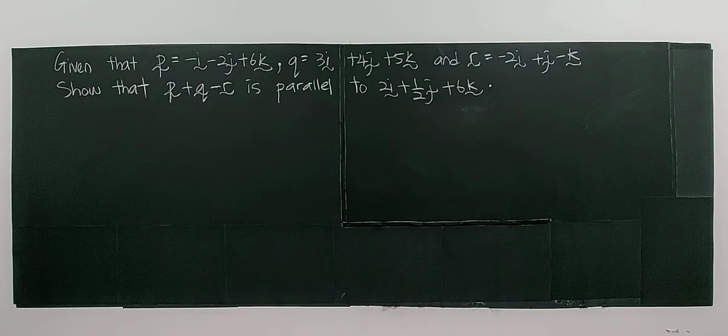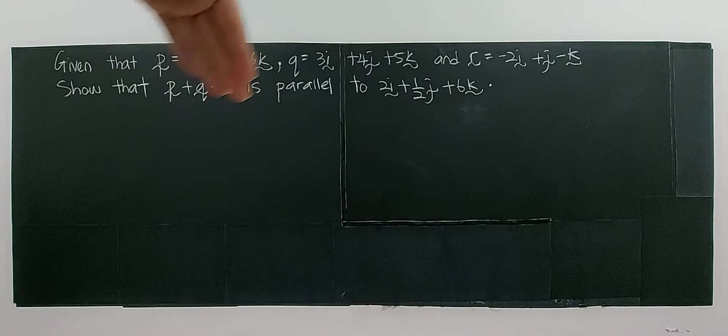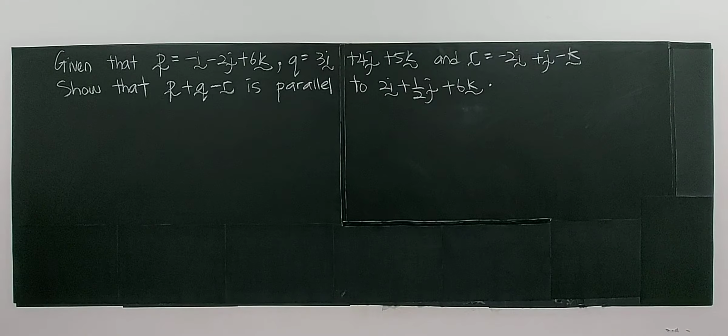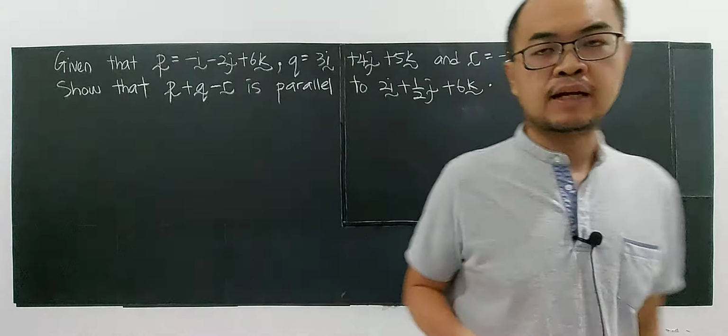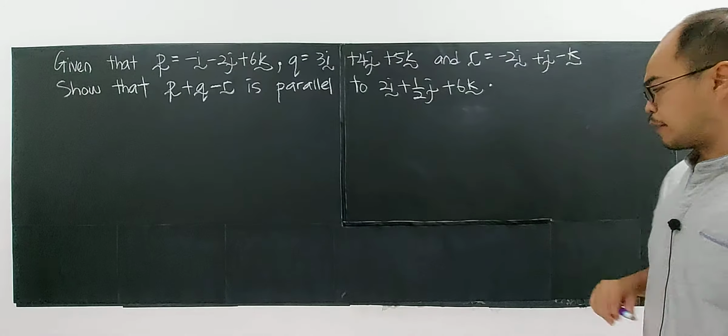Alright, okay, let's look at this question. We talk about the concept of parallel vectors. Given that there are 3 points, show that this is parallel to this vector. Before that, I have to revise. What is the meaning of parallel vector?